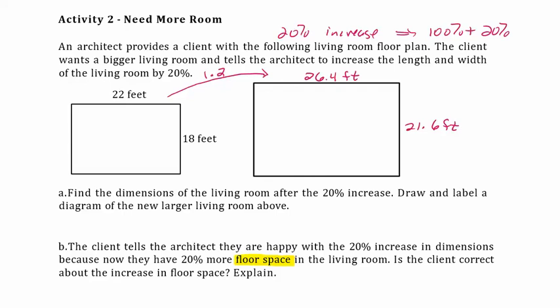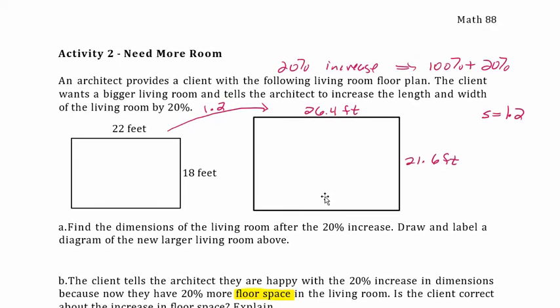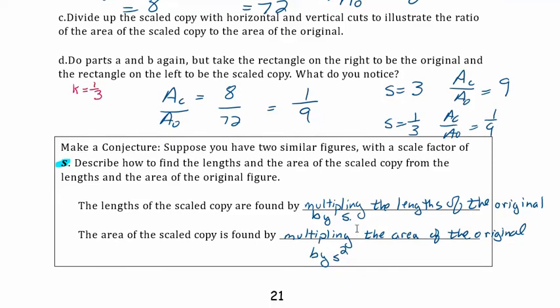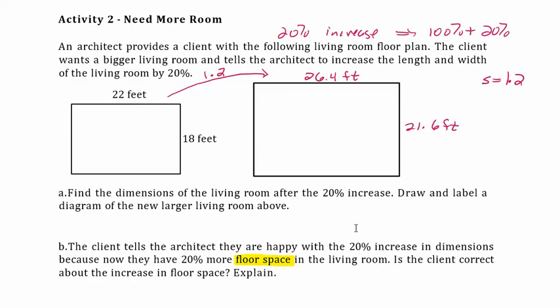Here, your scale factor is 1.2. Is the area of the new floor going to be 1.2 times bigger than the area of the old one? What did our conjecture say? The area of the scale copy is found by multiplying the area of the original by s squared, the scale factor squared, not just the scale factor. So, I don't know. This is looking a little fishy, about 20% increase.